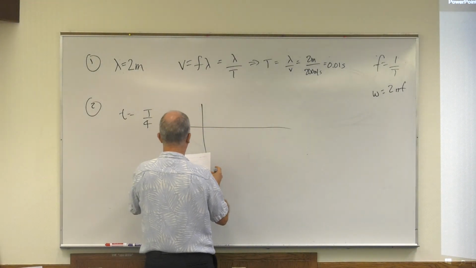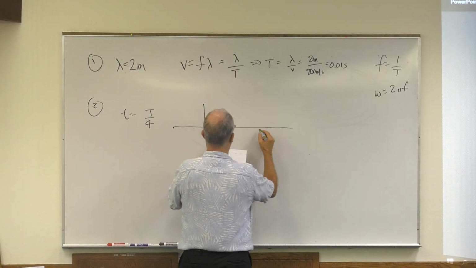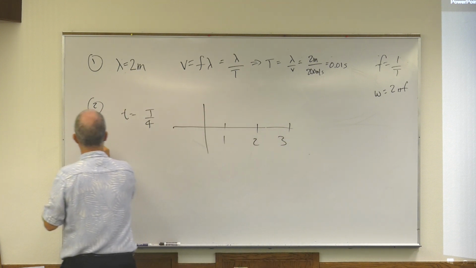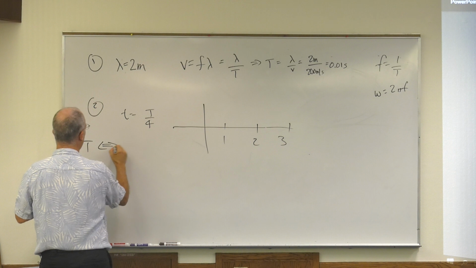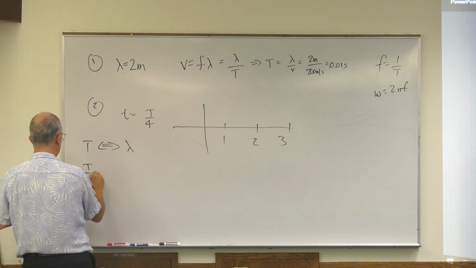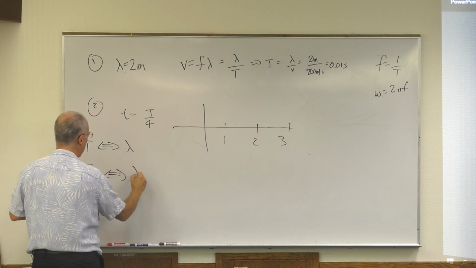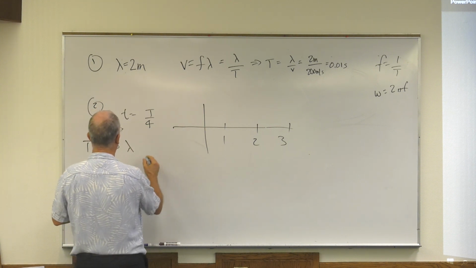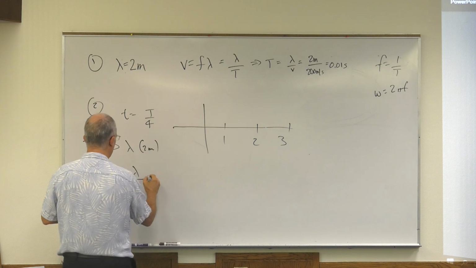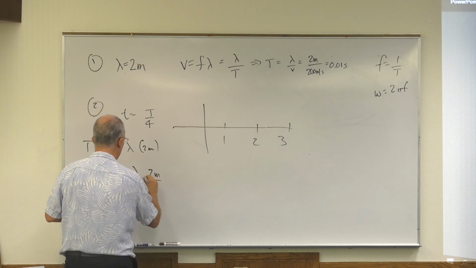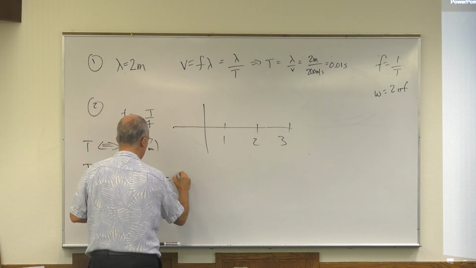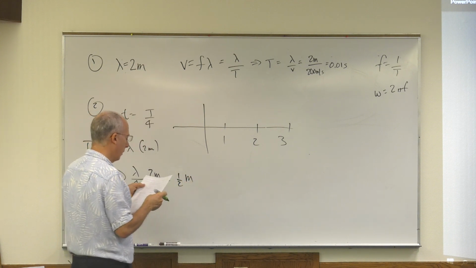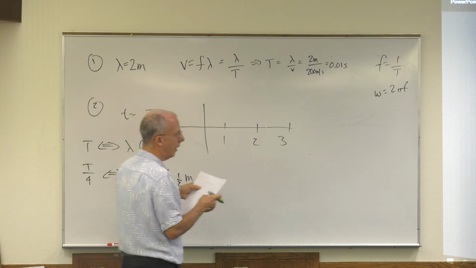Oh, gosh. So I got to draw that. Again, 1 period corresponds to 1 wavelength, so 1/4 of a period corresponds to 1/4 of a wavelength. The wavelength is 2 meters, so 2 meters over 4 is 1/2 a meter. So we just have to shift this thing 1/2 a meter.